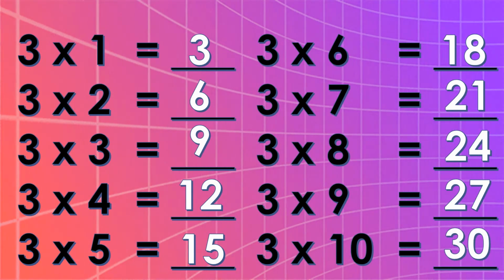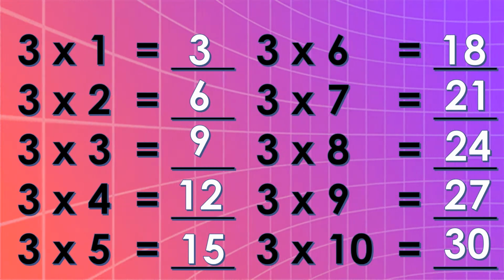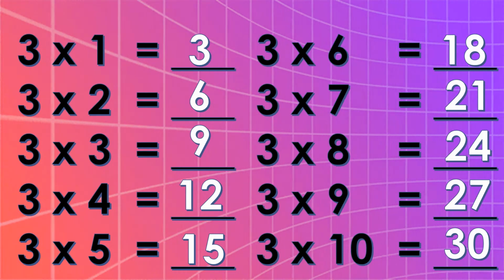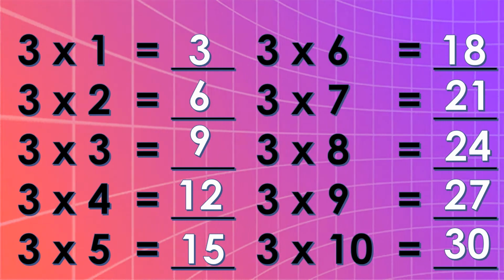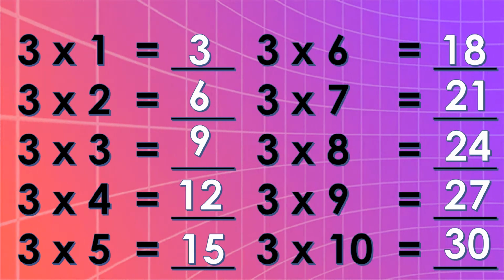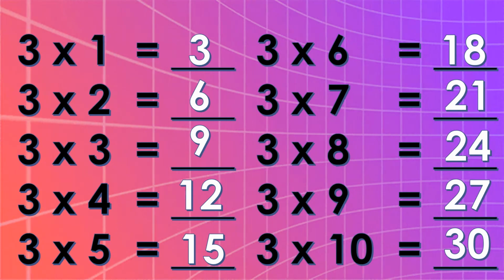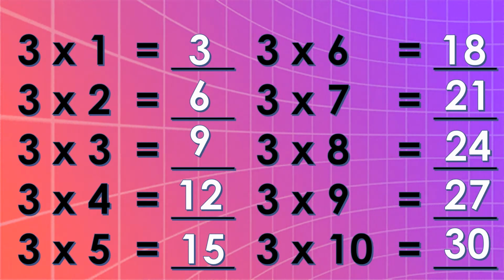So, let us now skip count by 3. Okay, let us begin. 3, 6, 9, 12, 15. Continue. 18, 21, 24, 27, 30. So fantastic. Amazing class.